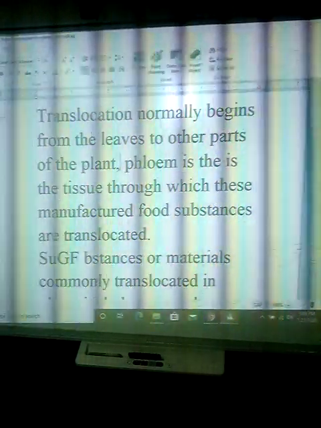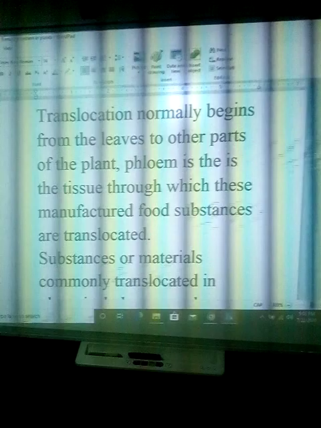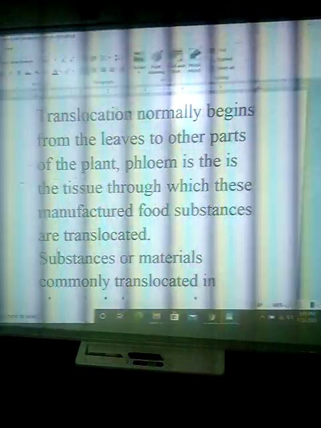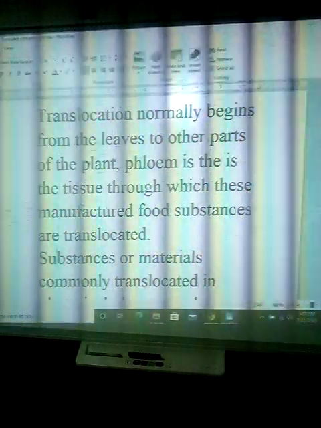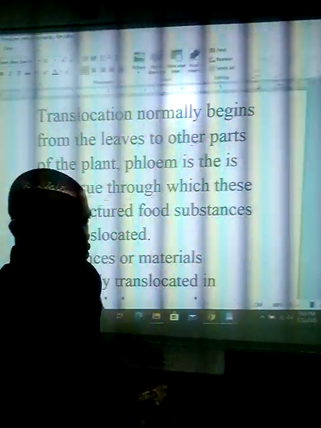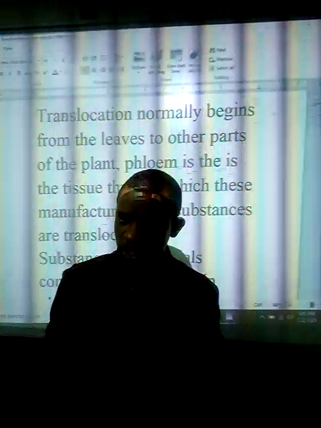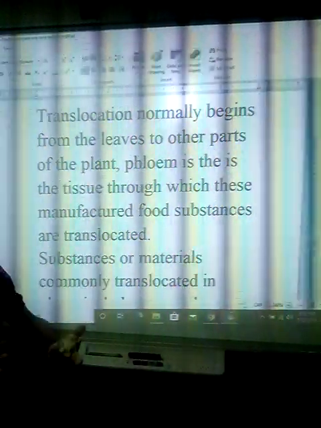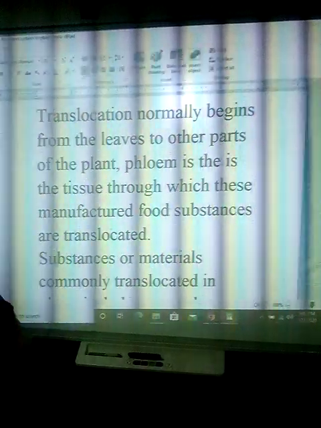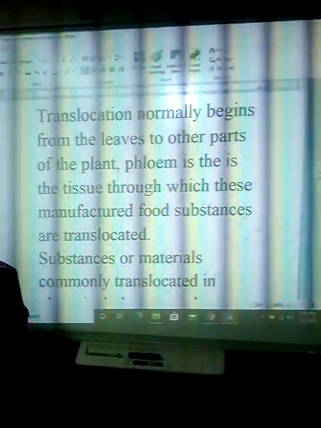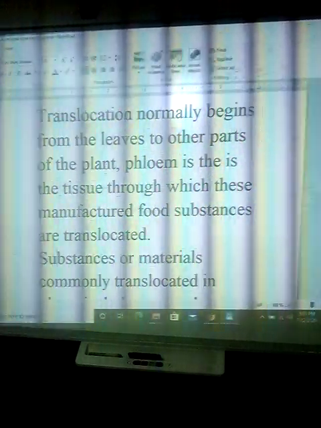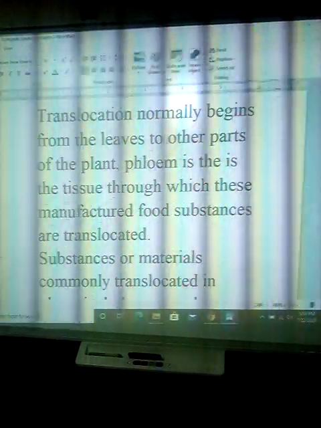We have said that transportation of food is called translocation. So we don't use transportation for food, the movement of food from where it is produced to where it is stored or used. You use transportation for water in plants, but you use translocation for food.